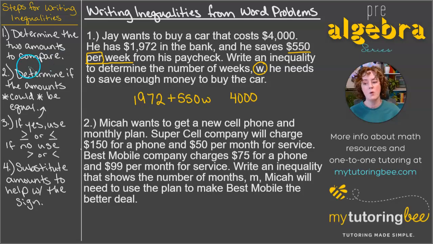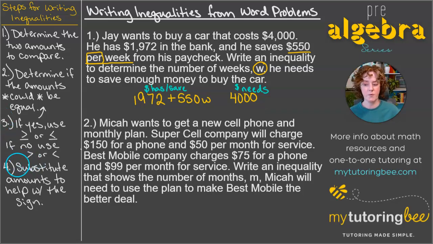All right, so now we need to determine if the amounts could be equal. So on this side of our inequality, this is the amount of money that Jay has or that he's going to save. On this side of the inequality is the amount that he needs for the car, right? So let's think about this. If the amount that he has or saves is equal to the amount that he needs, would that be sufficient? Would that be enough for this situation to happen? Yes, it would. If he was able to save exactly $4,000, he would have enough to purchase the car.